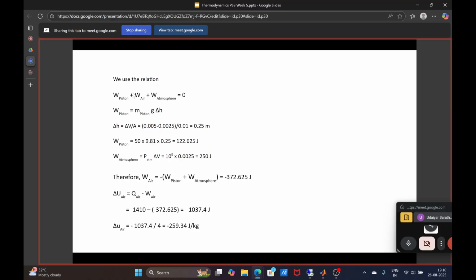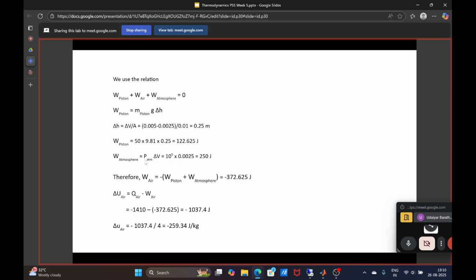So here we cannot find directly what is the air work which is being done, since we don't know what is the process which the air undergoes. If we know the process, we can find out the work done by air. Since we cannot do so, we have no idea how the states are varying. What we can do is estimate the other works to find out the work done by air. So we have found out piston, and work done by atmosphere can be easily found out, since it exerts a constant pressure, and the pressure multiplied by the change in volume will give you the atmospheric pressure work.